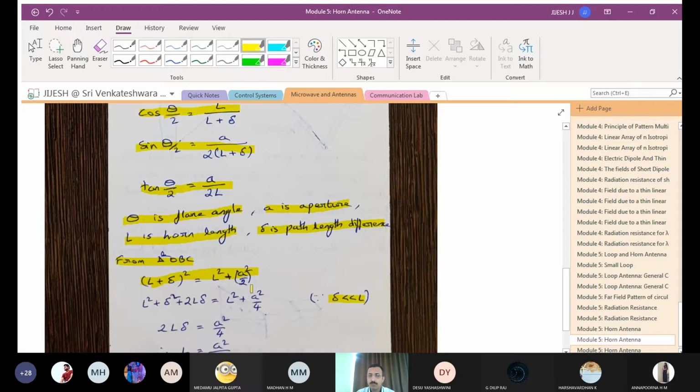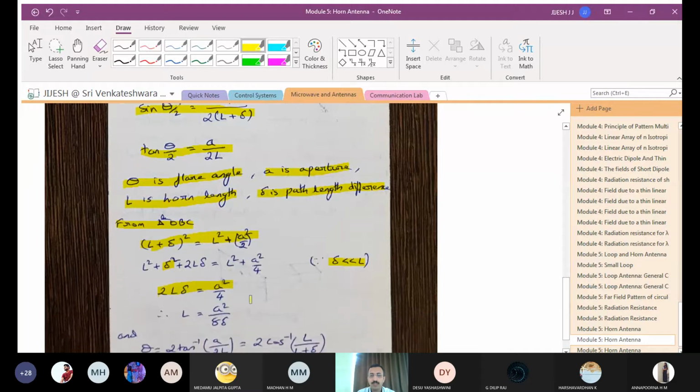Since delta is very small compared to L, some terms get cancelled. L square gets cancelled, and since delta is very small compared to L, the delta square term can be eliminated. What is left is 2L delta equal to A square divided by 4, and you can calculate L. L is the length of the horn antenna.